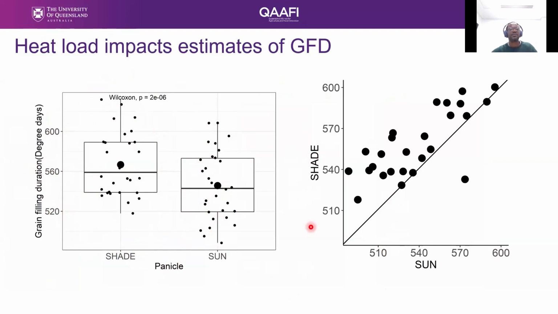And if we look at this regression of the shade and the sun side, all the genotypes except one either had the same grain filling duration across the sunny side, or the shaded side was always taking longer to attain grain filling duration than the sun side.